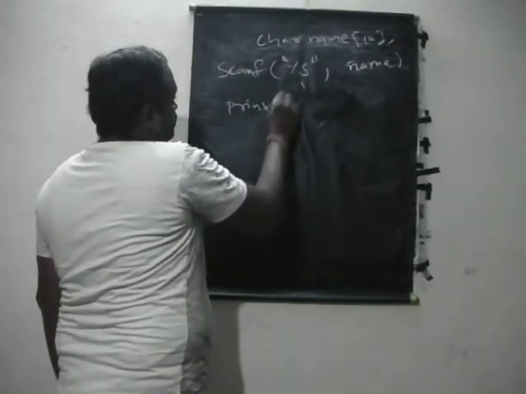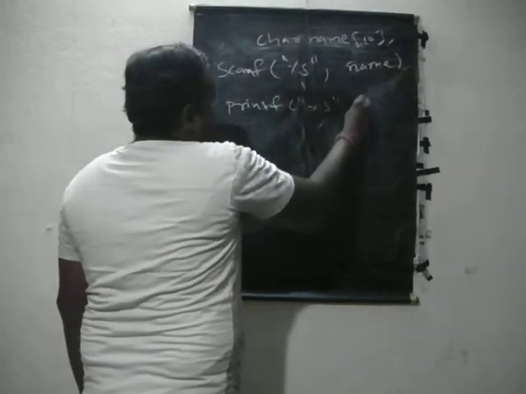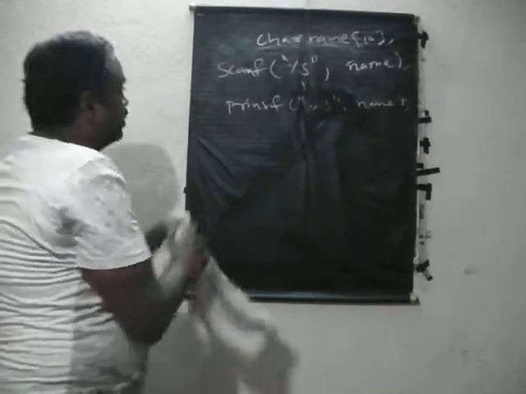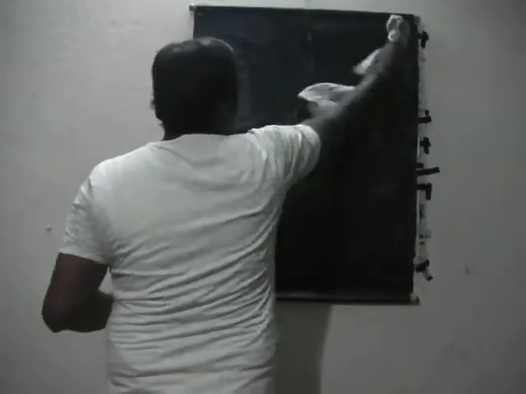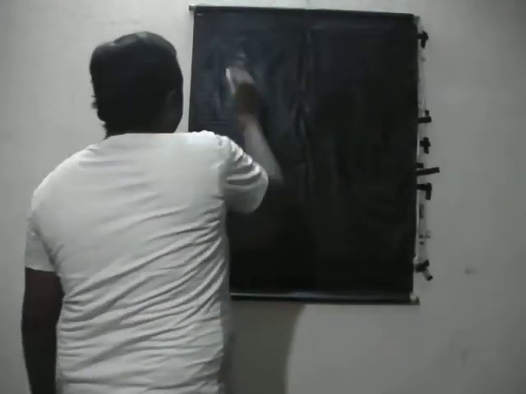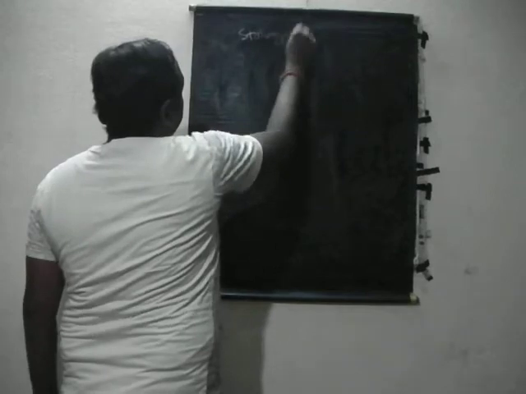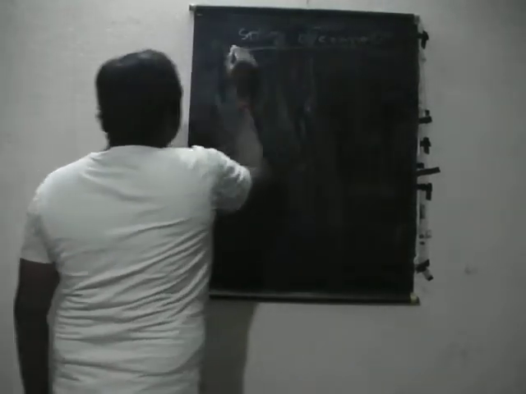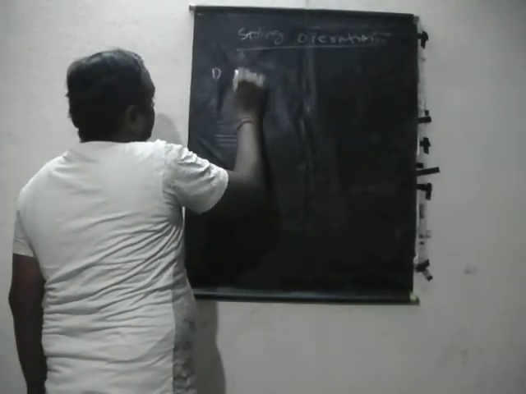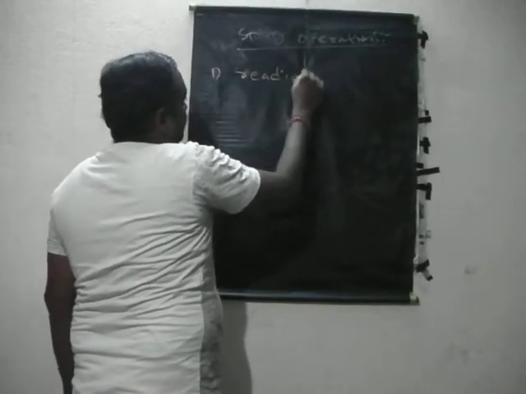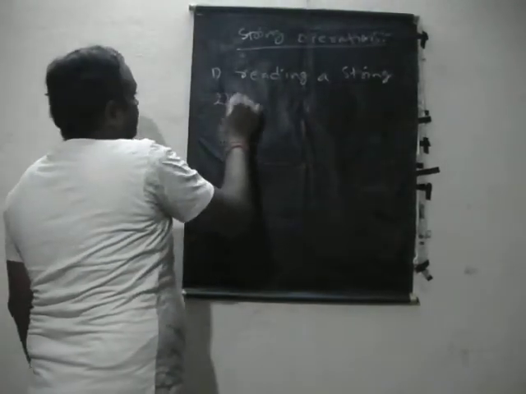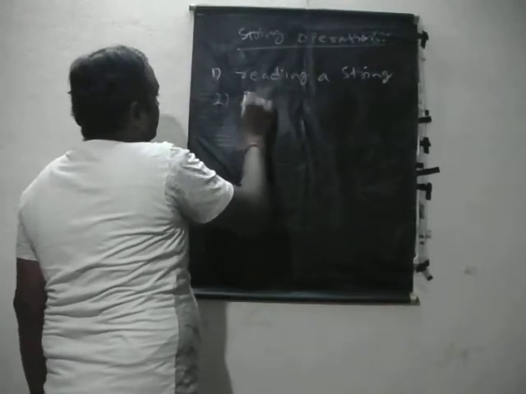Printf percentage s, whichever string you want. Okay, so now I write a simple program for reading and writing manipulations. String operations. So the first one is reading a string. Just now we saw it. The second is printing a string, or writing a string.